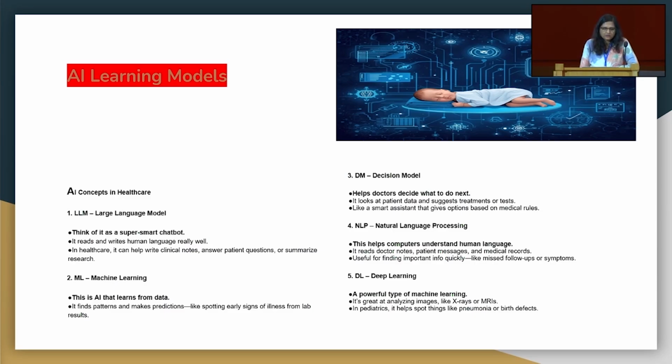And then you have natural language processing, which doesn't need code. Normally, when you want to tell a computer something, you have to put it in code form, but with NLP, it can just read the text, read the language, and then come up with a solution. And then you have deep learning, which is a powerful type of machine learning, and it can analyze imaging and MRIs.